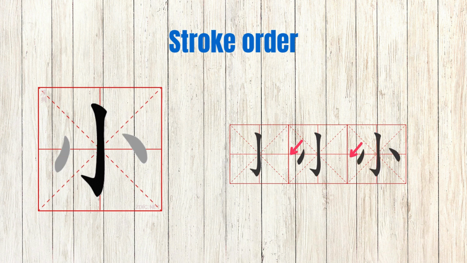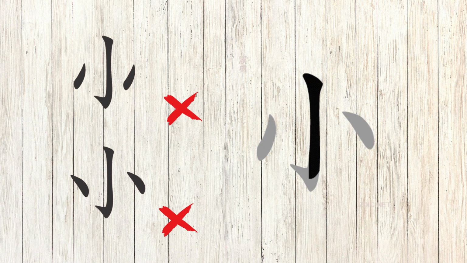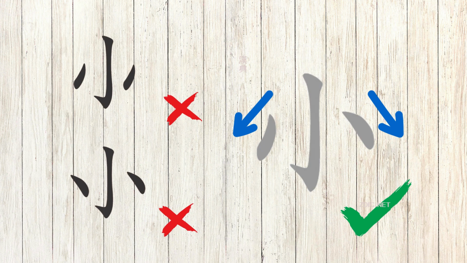Finally, write another dot on the right side. This one goes from the upper left to the lower right. Be careful with the directions of the 2 dots. If you reverse them, the character will look strange. So when writing 小, make sure the 2 dots go in opposite directions.